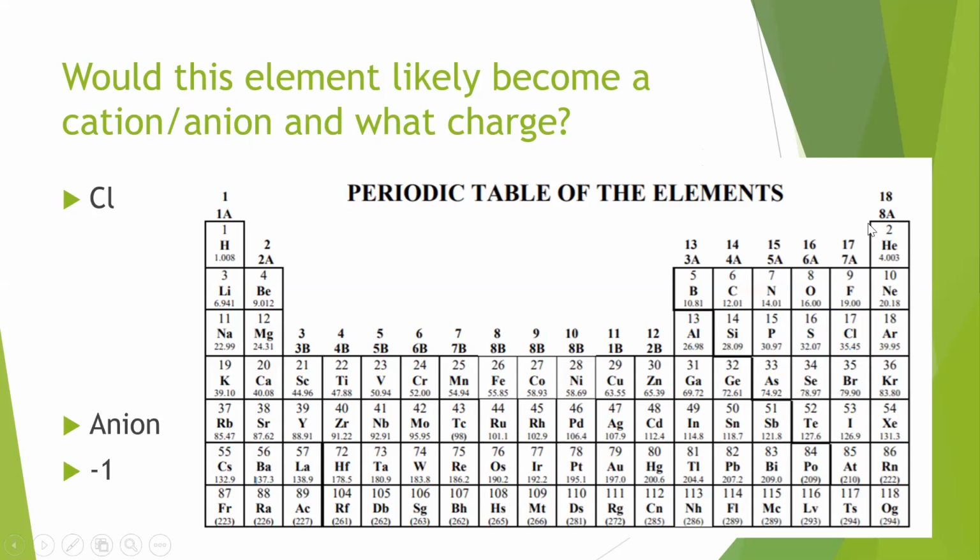Remember, these elements at the very end have a 0 charge because they're very stable. So these would have a -1. The oxygen and sulfur would have a -2, -3, and so forth.